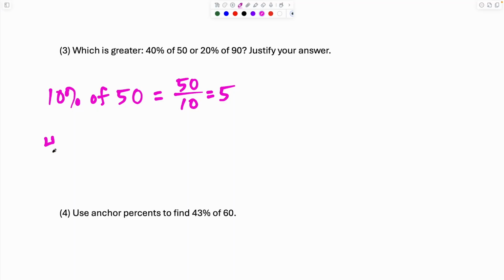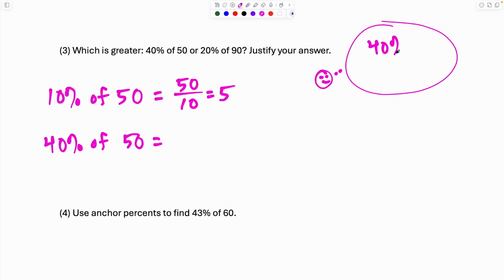So if I want to find 40% of 50, I just take the 10%. So this is my thought process. For 40%, I could say that this is equal to 4 times 10%. So I could do the 10%, but then just times 4. The 10% of 50 was 5, and I just multiply it by 4 to get 20. So this tells us that 40% of 50 is equal to 20.